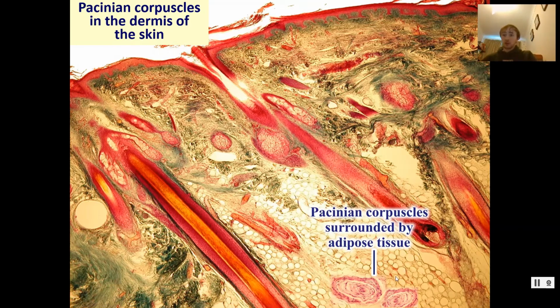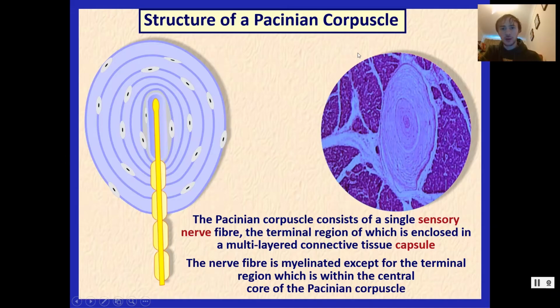So in order to demonstrate the structure of the Pacinian corpuscle, we're going to have a look at a diagram. The diagram on the left is the one you want to focus on, and on the right is another electron micrograph. Pacinian corpuscles basically are a bundle of cells wrapped around a nerve fibre. So what we have is a single unmyelinated nerve fibre in here.